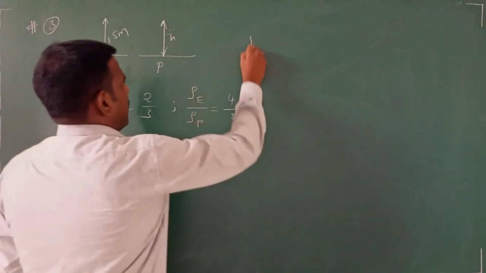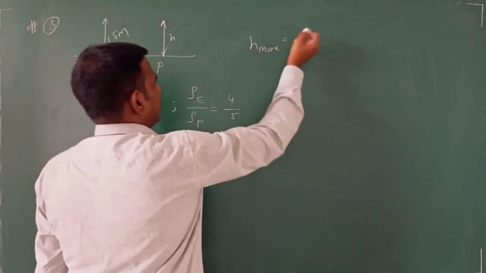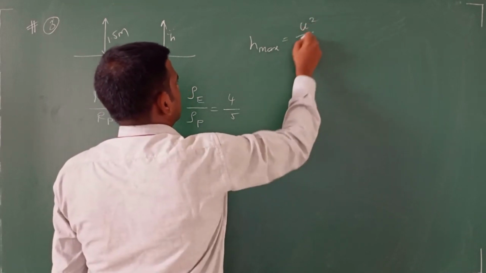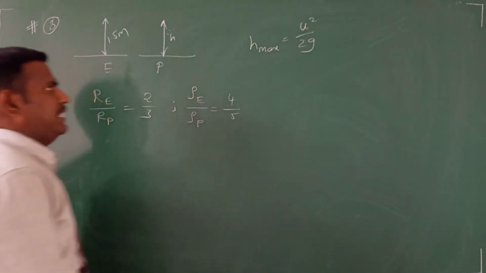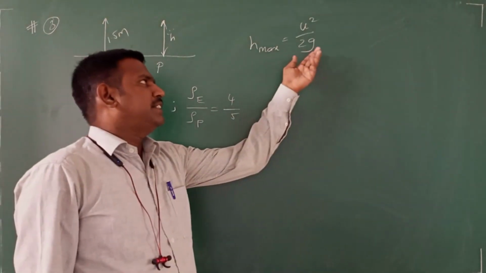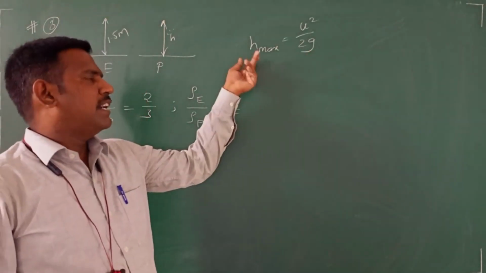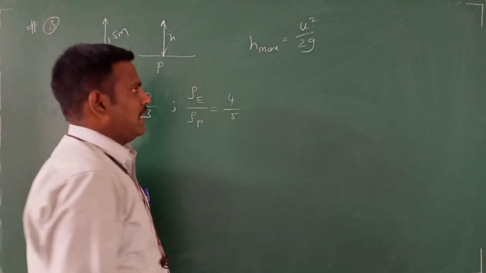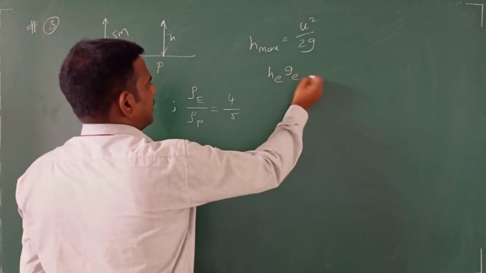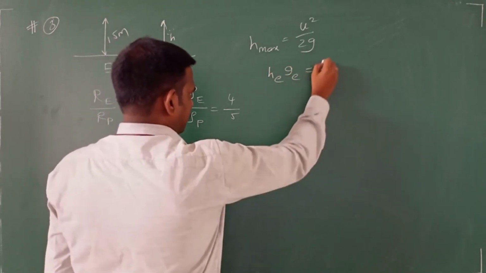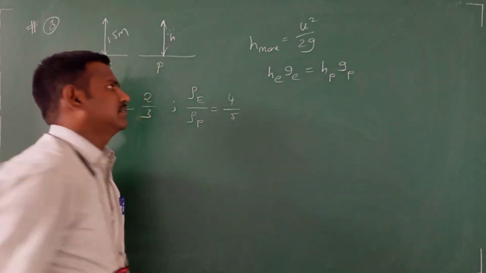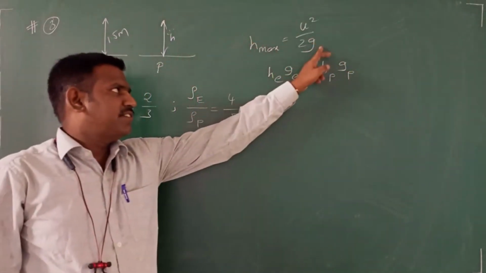We know very well the maximum height that a body can travel will be u square by 2g only, because at the maximum height v will be 0, and therefore v square minus u square equals minus 2gh. So v square equals 0, and we get h max equals u square by 2g. Therefore we can write h max on the Earth multiplied by g on the Earth must be equal to h max on the planet multiplied by g on the planet. Understood? Because h is inversely proportional to g.